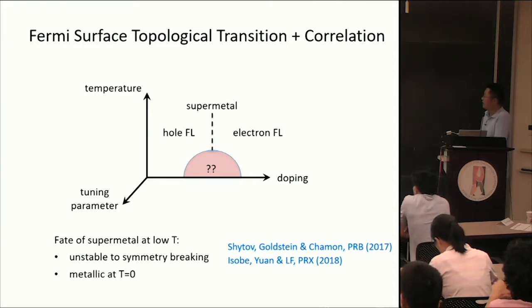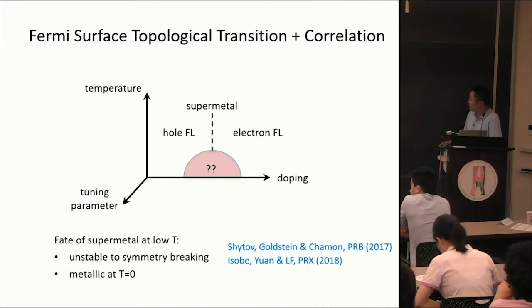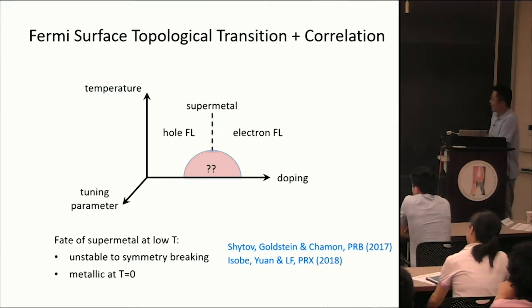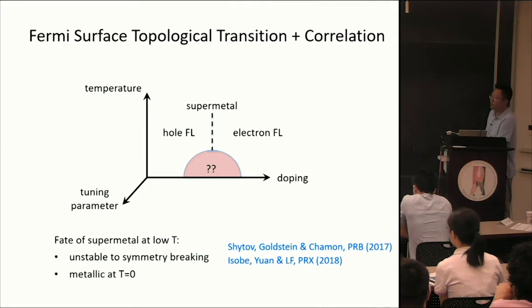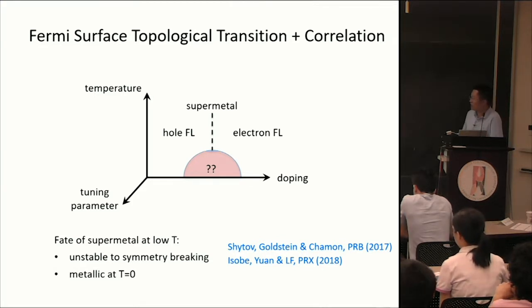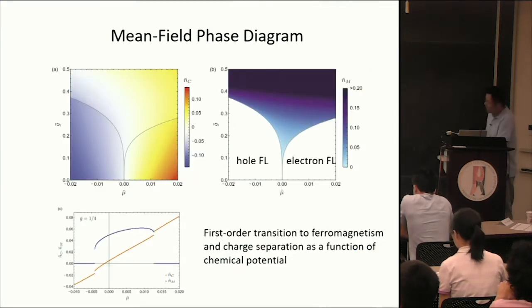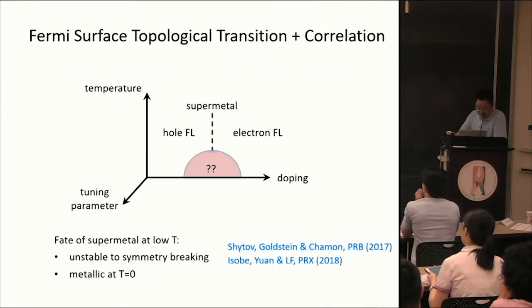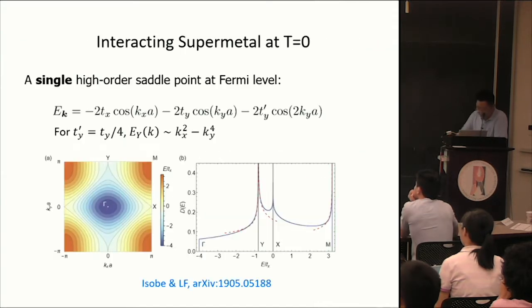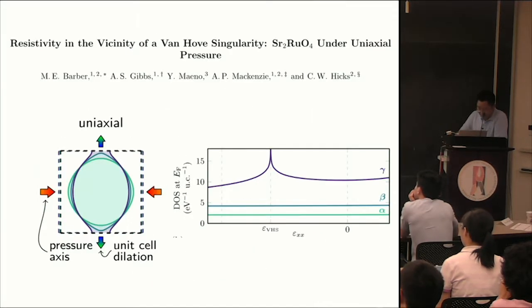And again, generically in that case, the system becomes unstable to certain symmetry breaking. So I'm going to now focus on a different scenario, that these supermetals may remain metallic down to zero temperature. Okay, and it turns out this is the case for a single high order Van Hove singularity in the range of interactions. So first, let's look at the mean field phase diagram for this situation of a single high order Van Hove singularity right at the Fermi energy.